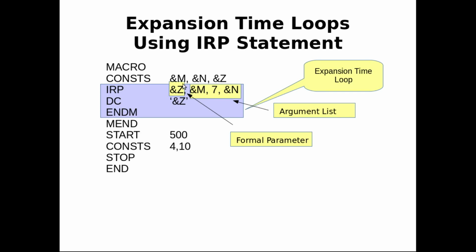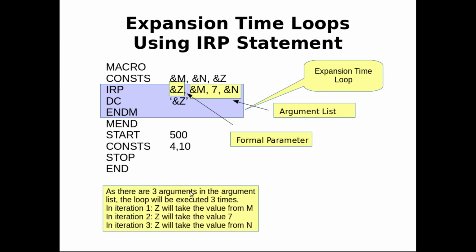The first time in the loop, Z will take the value of M and it will generate the DC statement. In the second iteration, Z will take the value 7 and the loop will be expanded. And then Z will take the value of N, and one more time the loop will be processed. So since there are 3 arguments, the loop will be expanded 3 times. In iteration 1, Z will take the value of M. In the second iteration, Z will take the value 7. And in the third iteration, Z will take the value from N.